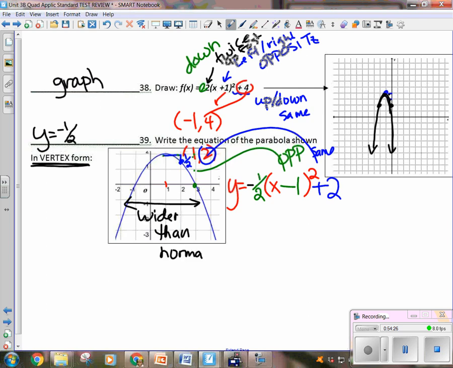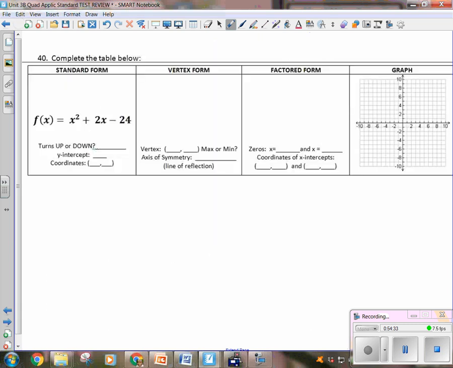And it has a vertex at 1, 2. Inside number goes in opposite.